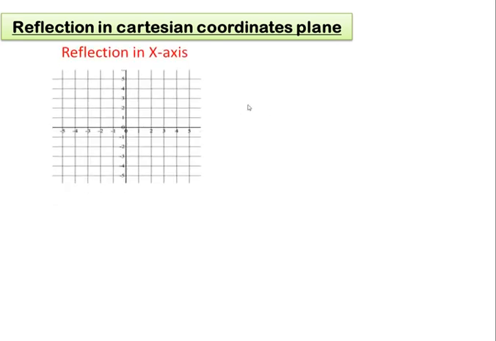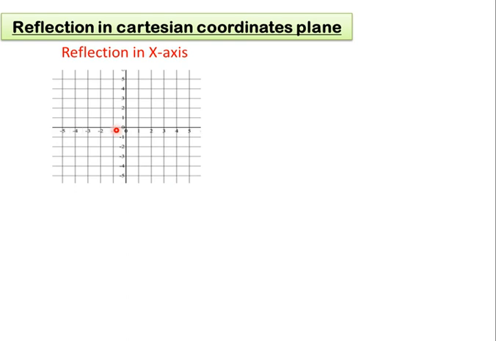Next, reflection in the Cartesian coordinate plane. We know the coordinate plane contains two axes, the x-axis and the y-axis. The two axes intersect at a point called the origin. First, we have a reflection in the x-axis.